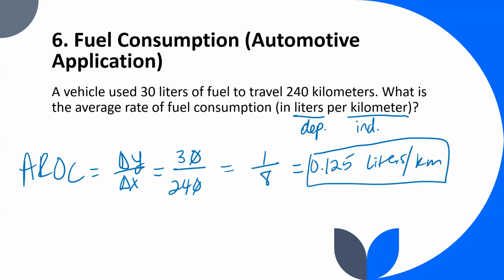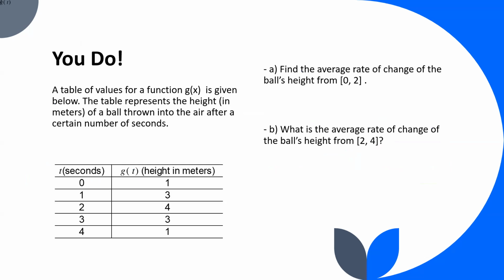All right. So to check that we completely understand how it works, we're going to look at it from a table perspective, but also tying it together. So on your own, and then when you're done with the 2 questions, I would like for you to check with your peers. It says a table of values for function g of x is given below. The table represents the height in meters of a ball thrown into the air after a certain number of seconds. So going back to a physics application, right? And so you have the times 0, 1, 2, 3, 4, and how high the ball is in the air at those specific times. I would like for you to calculate the average rate of change over the given intervals. So you have from 0 to 2 and 2 to 4. All right. And go.